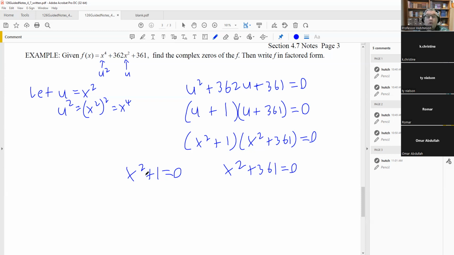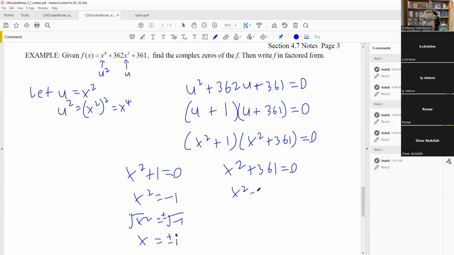Now I'm going to use the square root method in order to solve each of these. So I'm going to subtract 1 and I get x squared equals -1. If I take the square root of both sides, the square root of x squared and the square root of -1, I get x is equal to plus or minus, because remember when you take the square root, you get a plus or minus there. And that's just going to be an i. The square root of -1 gives you an i.